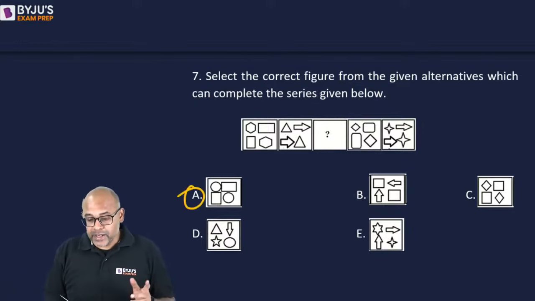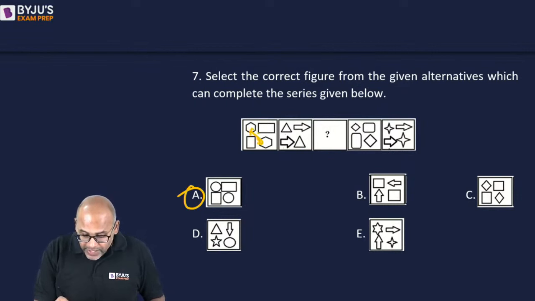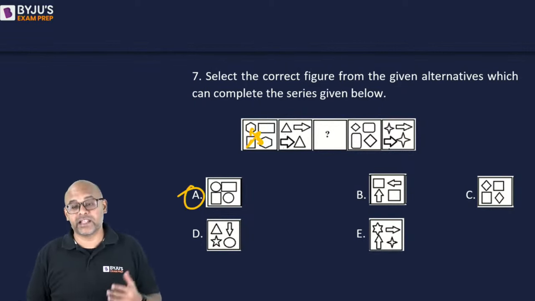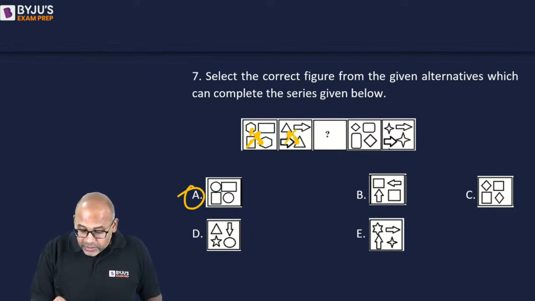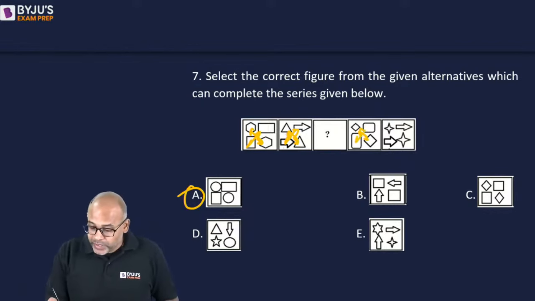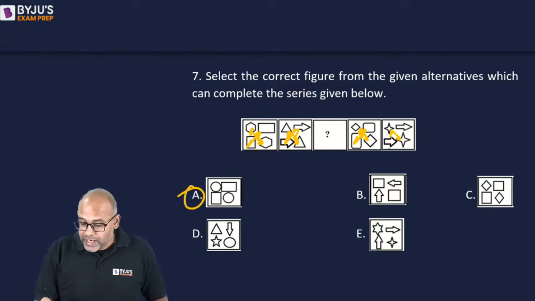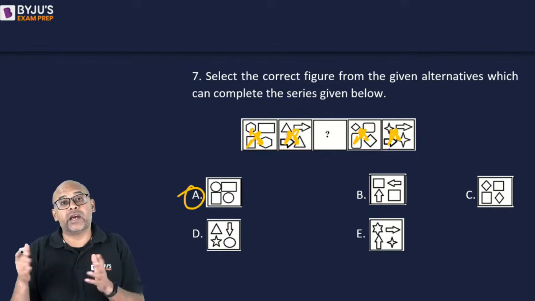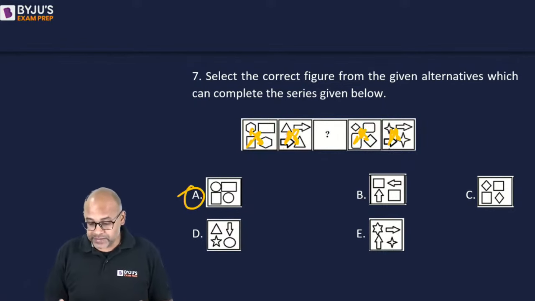Why is it A? Because these two and these two are similar figures. Rectangle, rectangle, and hexagon, triangle and triangle, 2 arrows. Diamond, or basically you can call it a square, and 2 rectangles. 2 stars and 2 arrows. So basically your left corner and right corner have the same figures.